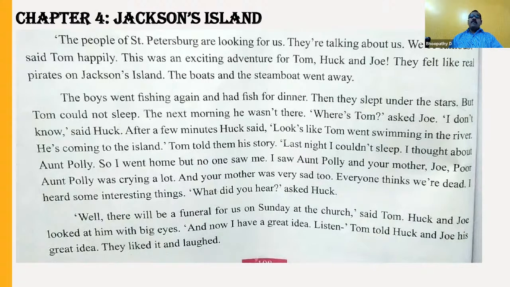Joe and Huckleberry Finn were asking, "Where is Tom?" asked Joe. "I don't know," said Huck. After a few minutes, Huck said, "Looks like Tom went swimming in the river." They thought Tom went to the riverside. He is coming to the island.